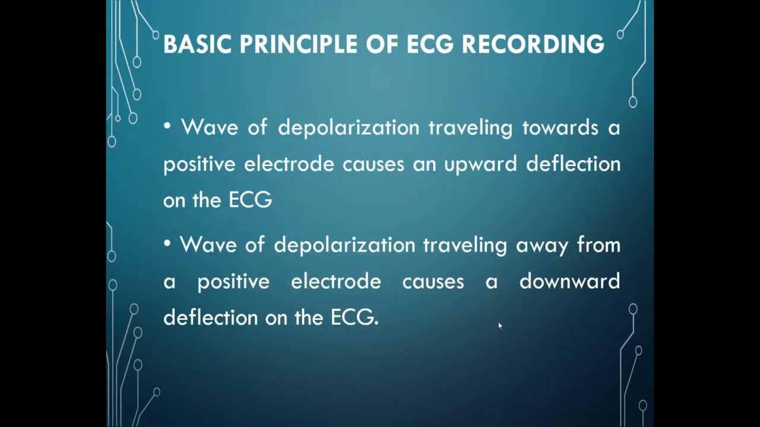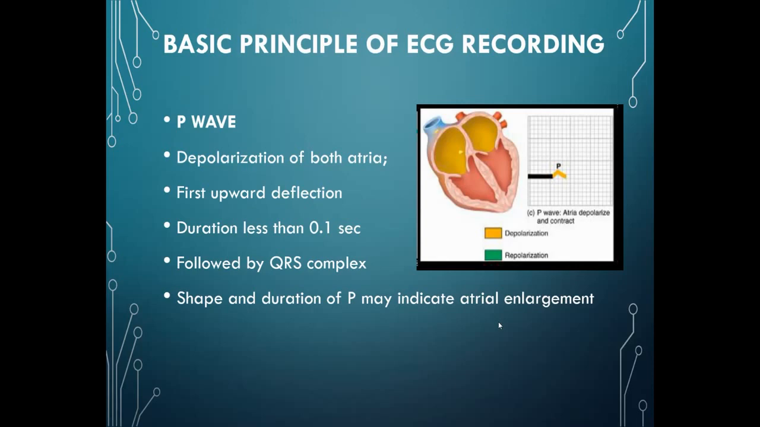So, what is the basic principle of ECG and its recording? When waves of depolarization move toward the positive electrode, they show an upward deflection on the ECG. And when the wave of depolarization travels away from the positive electrode, they show a downward deflection on the ECG. This is what we study on the ECG. So how do we study that?